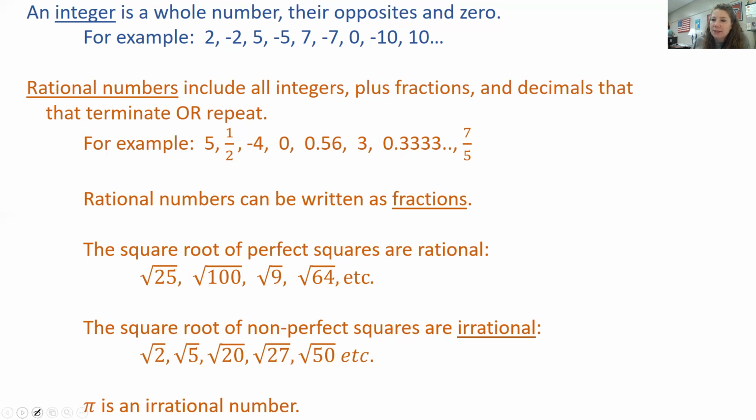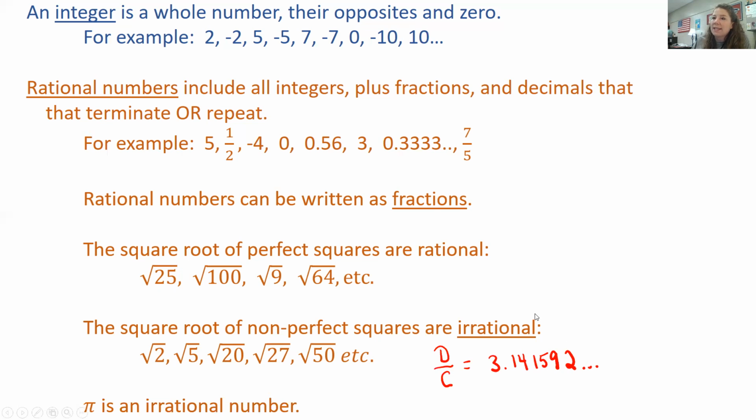Pi is probably the most popular irrational number. Pi is a number that has to do with the circumference of a circle divided by its diameter, and every single time you'll get this number that we approximate to be about 3.14. But really, it goes on and on and on forever. It never terminates and it never repeats. So that is an irrational number.